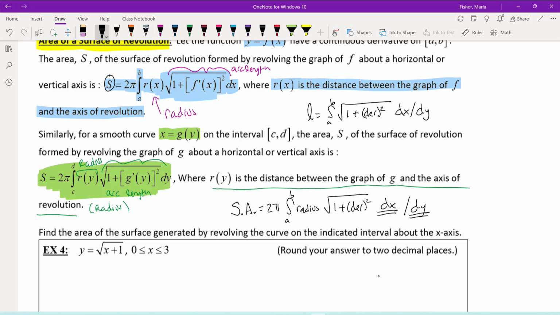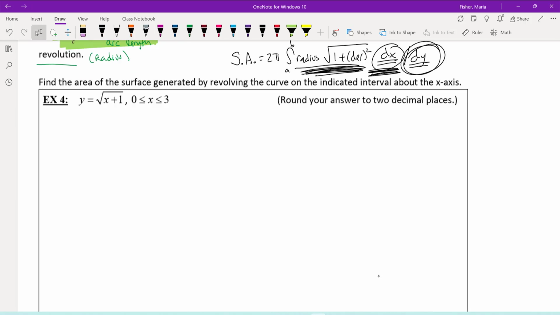You don't need to worry about whether you need your radius to be in x or in y. What you know is that if you're given something that's a function of x, you're integrating with respect to x, so all your variables better be in x. If you're given something as a function of y, again, all your variables need to be in y, and you're integrating with respect to y. So let's find the area of the surface generated by revolving the curve on the indicated interval, and this is going to be about the x-axis.